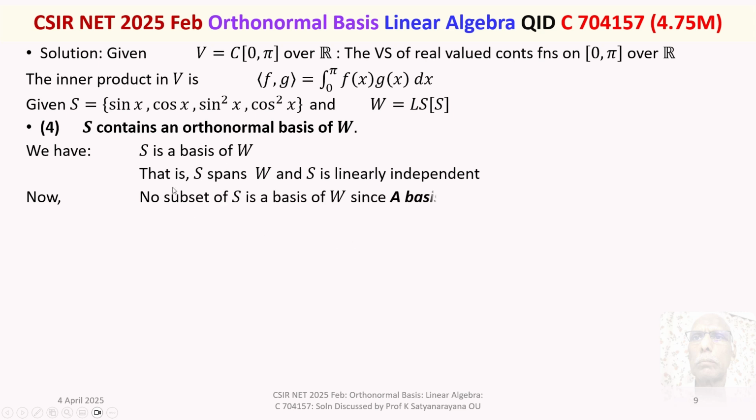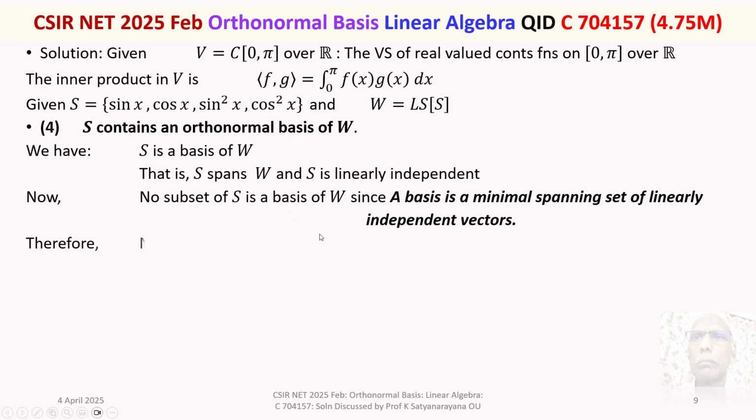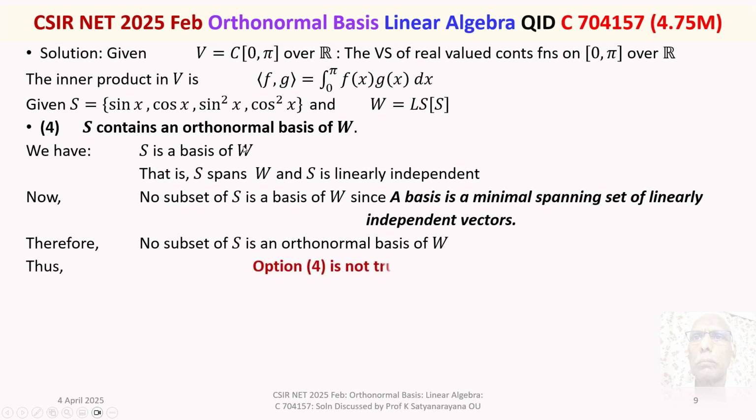Now, no subset of S is a basis of W. How can you say? Because what is a basis? A basis is a minimal spanning set of linearly independent vectors. It is a minimal spanning set. Therefore, no subset of S is a basis of W. Therefore, S doesn't contain an orthonormal basis of W. Therefore, option 4 is not true.